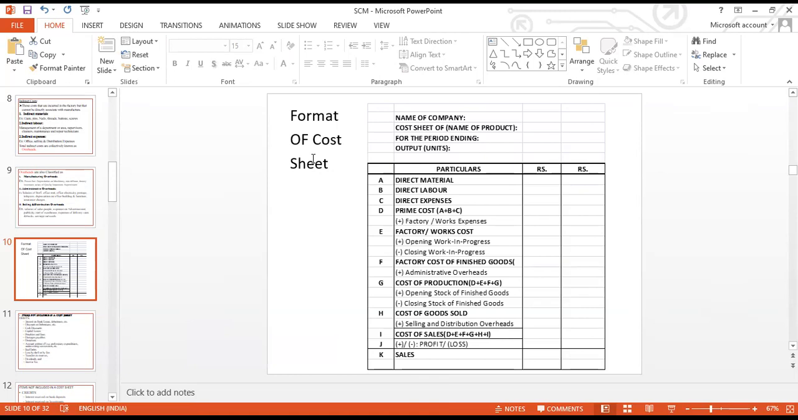ठीक है. हाँ, see towards the format of this cost sheet. So here, whenever we prepare this cost sheet, पहले ये समझ लो कि ये हम लोग cost sheet क्यों study करनी है. क्योंकि अगर मुझे कोई भी cost control करनी है, कोई भी cost manage करनी है, किसी भी cost में reduction करना है, तो first I should have cost sheet.